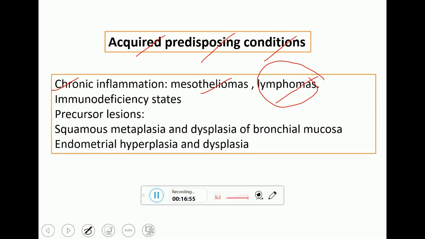There are certain immunodeficiency states which contribute to the development of cancer, like an immunocompromised person, like a person having HIV or AIDS. Their immune system is not functioning properly. So these are the states in which, since the immune system is not functioning properly, any foreign cell is not checked. Now another factor is precursor lesions, which can lead to the development of squamous metaplasia and dysplasia of bronchial mucosa, and endometrial hyperplasia and dysplasia.